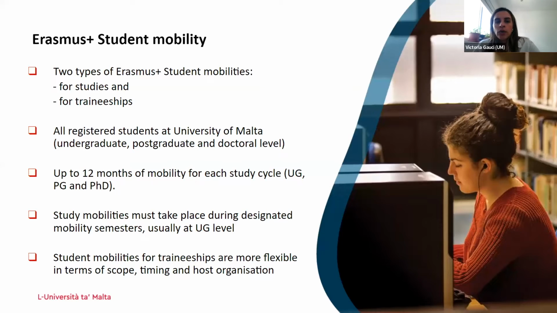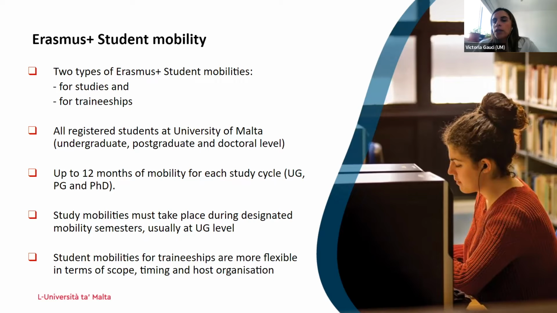There are 2 types of students' mobility: for studies and traineeships. The Erasmus student mobility for studies are generally tied to undergraduate, where the course is in taught format. And the students have the opportunity to undertake a semester at one of our partner institutions. And the credits that they follow there can then be transferred back if they successfully pass the credits in question.